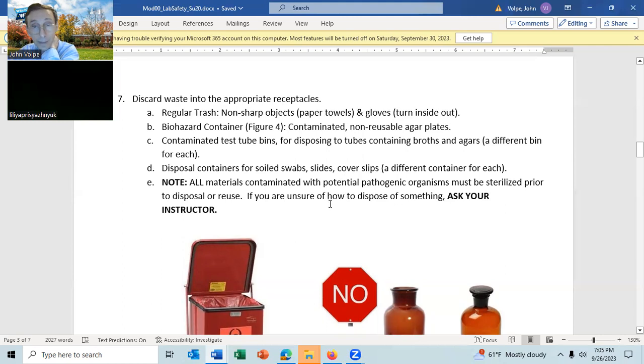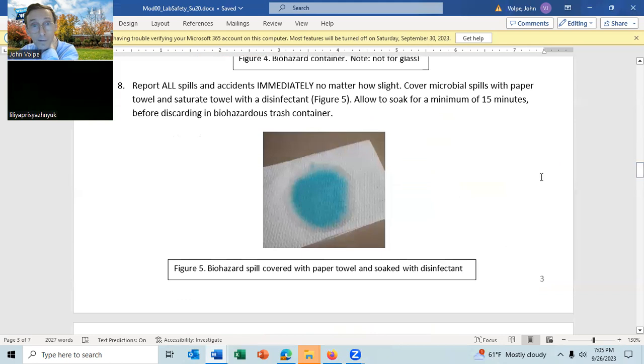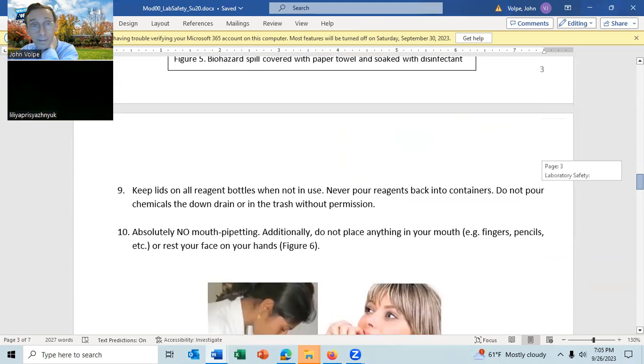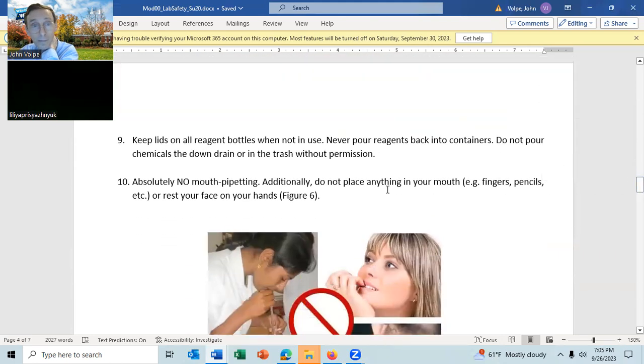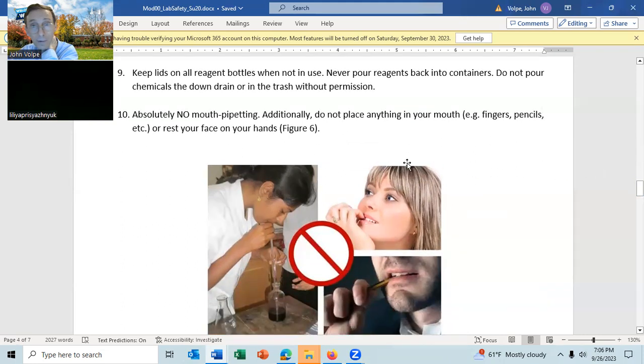Consider everything you handle a pathogenic organism. If you're unsure of how to dispose of something, please ask your instructor. I already talked about spills, so I won't talk about that again. Lids should be on reagent bottles when not in use. Do not pour chemicals down the drain without permission. No mouth pipetting. Don't put anything in your mouth, like your fingers, your nails, or a pencil.